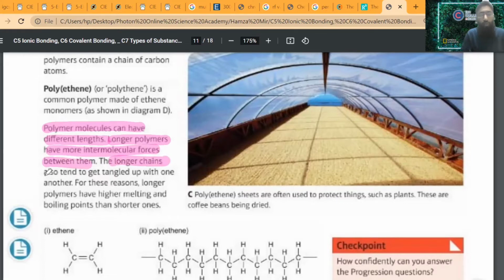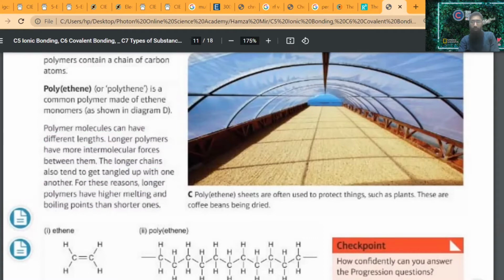The longer chains also tend to get tangled up with each other. Just take this example: I have this wire. If this wire is long, you see this wire gets tangled with itself. Similarly, when we have a longer polymer chain, this longer chain also tends to get tangled with one another. For these reasons, longer polymers have higher melting and boiling points than shorter ones, right?